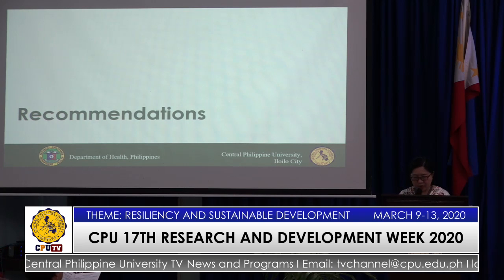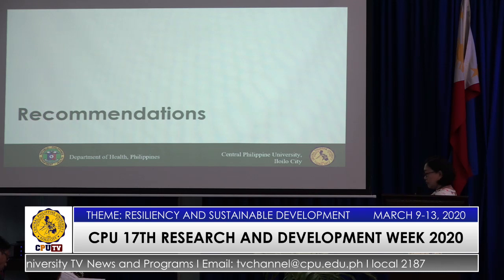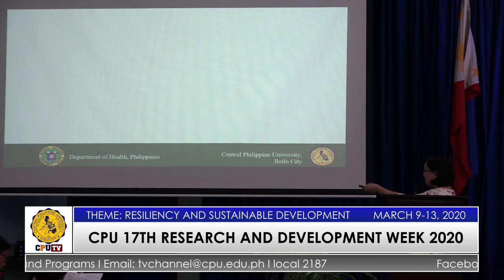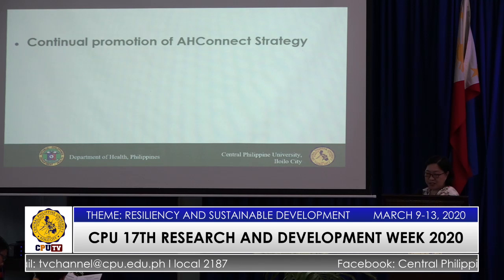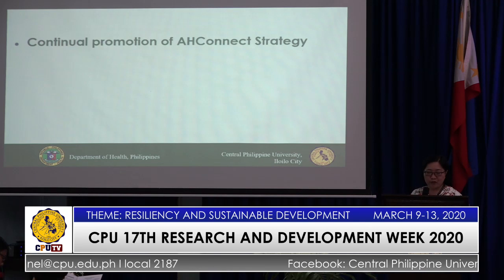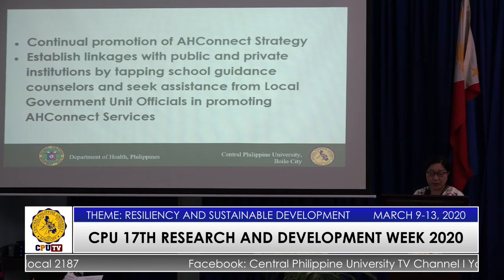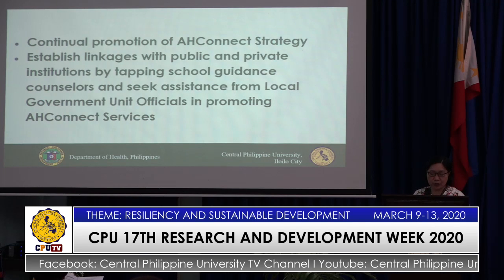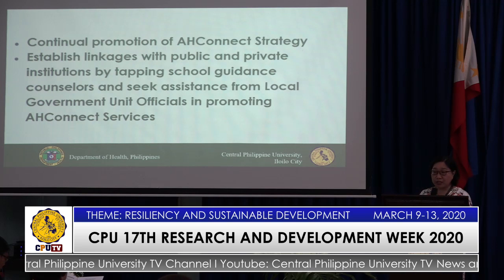We move on to the recommendations of the study. There should be a continual promotion of the AH Connect strategy and establishment of linkages with public and private institutions by tapping school counselors and seeking assistance from local government unit officials in promoting AH Connect services.